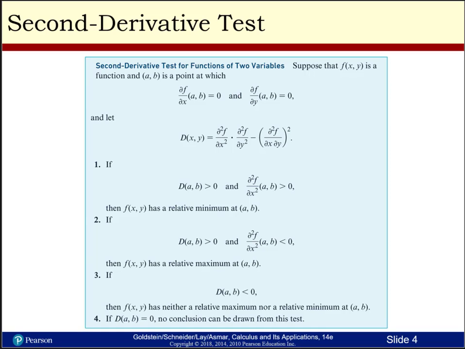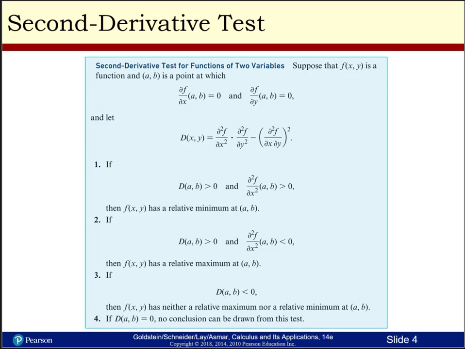If D(a,b) is greater than 0 and the second partial of f with respect to x both times at (a,b) is greater than 0, then f(x,y) has a relative minimum at (a,b). If D(a,b) is greater than 0 and the second partial of f with respect to x both times at (a,b) is less than 0, then f(x,y) has a relative maximum at (a,b).